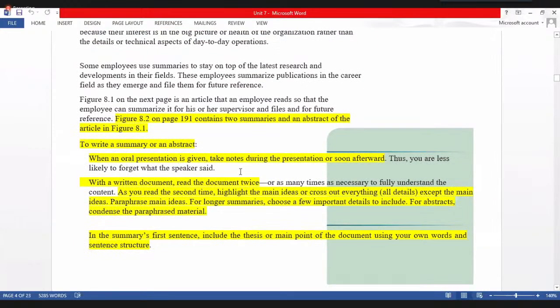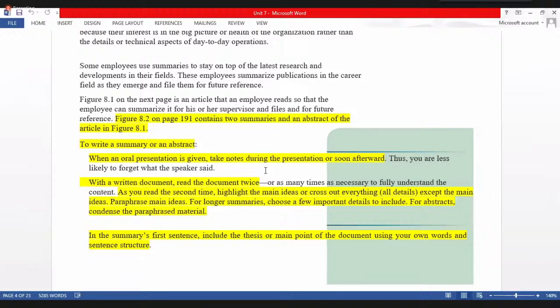Okay. So here, when an oral presentation is given, take notes during the presentation or soon afterwards. Now, in order to prepare a summary or an abstract, if you have a text in front of you, then you have to read the text. From the text, you make a list of main points. And then on the basis of those main points, you can prepare a summary, you can prepare an abstract. But if you are listening to somebody's lecture, somebody's speech, right now you are listening to my lecture, right? And if you note down the main points, right?